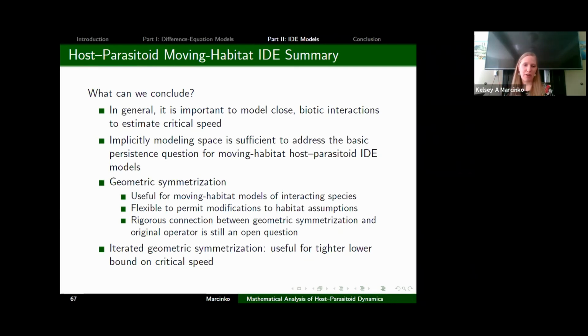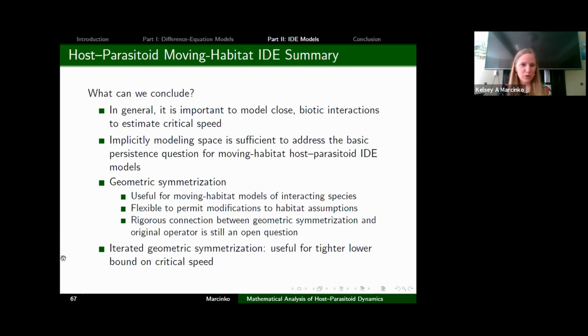The negative on the geometric symmetrization side is that it is still an open question mathematically how to rigorously show the relationship between the geometric symmetrization and the dominant eigenvalue of the original operator. And so it's not standing on incredibly solid mathematical footing, I guess you could say, but as my advisor likes to say, it's kind of a case of the proof is in the pudding. I'm adding to a body of work that's saying that the geometric symmetrization method is useful, and maybe now we should tackle that why question.